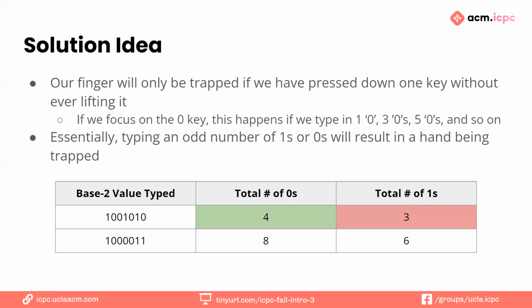Now imagine the next string you're typing is 1000011. Now the total number of zeros is 8 and the total number of ones is 6. So both numbers are even. That means that both hands are free. So we type free as a result.